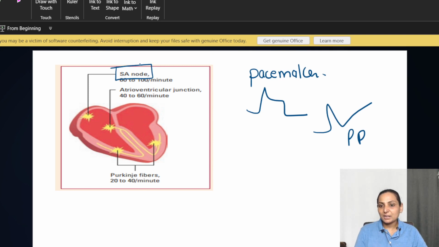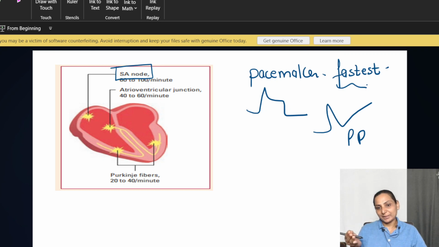Why is it the pacemaker? Because it is able to generate impulses at the fastest rate, and this is called overdrive suppression. That means the SA node does not allow any other tissue or any other part of the conducting tissue to generate impulses, right? Before the AV node will try to generate its impulse, the SA node will provide its own. So unless and until there is a problem with the SA node, the pacemaker is always going to be the SA node. Always remember about the AV nodal delay.